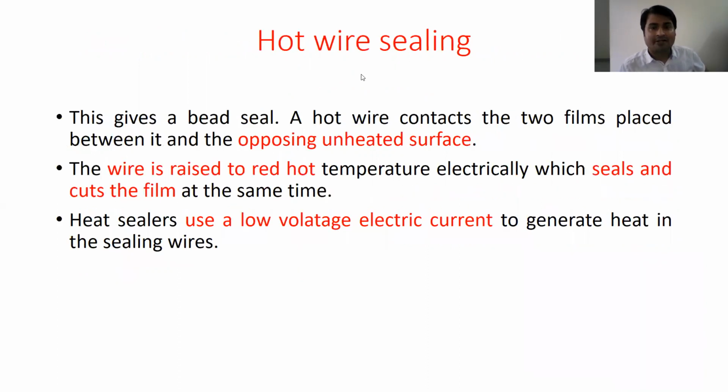Now another method of sealing is hot wire sealing. The difference between hot bar sealing and hot wire sealing is that in hot bar sealing, both the jaws we are heating. But in hot wire sealing, only one jaw we are heating, and the other jaw will be unheated. Understood? How does this heating take place? Because we are feeding one wire.